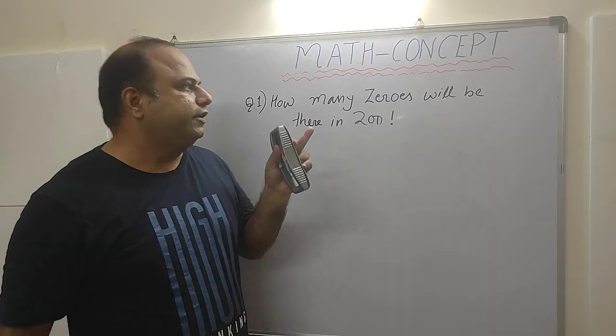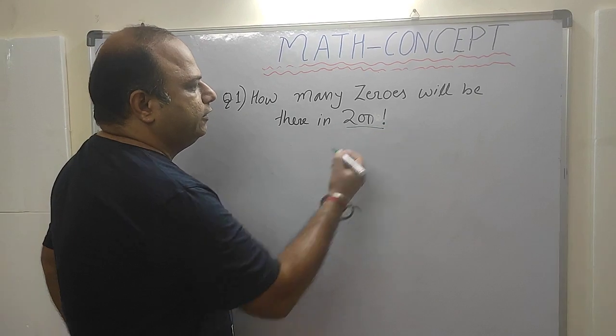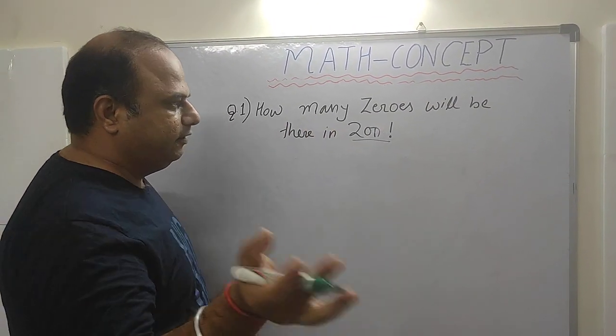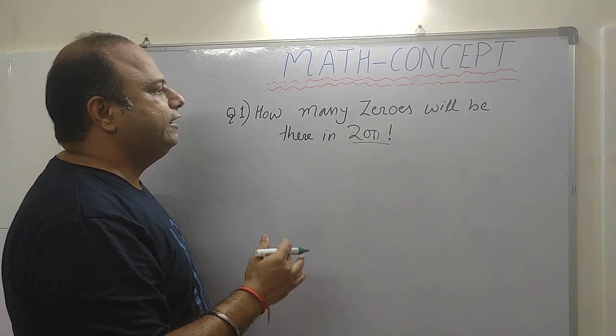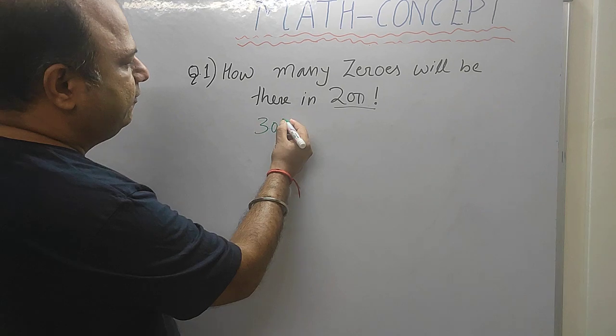Hi friends, yesterday we discussed this question: how many zeros will be there in 200 factorial? Many of you commented and asked me, sir, we need to understand this thing conceptually. So for understanding conceptually, let's take 30 factorial.